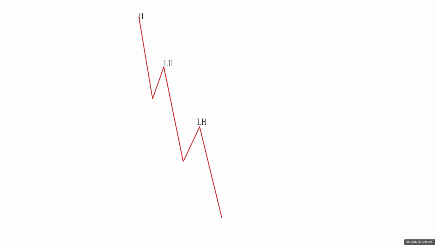Okay, so how about here? This one can be referred to as a low, because this is the first low in this whole structural movement. How about here? This can be seen as a lower low.